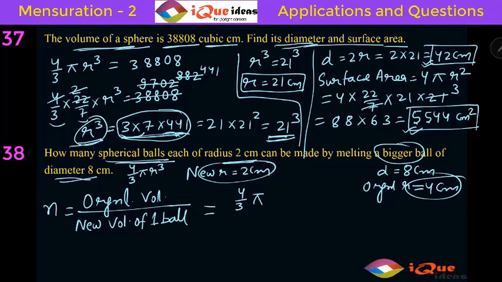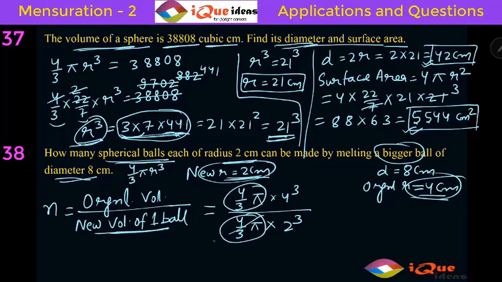Okay. Now original radius is 4. So 4 by 3 pi into 4 cube, divided by the volume of new ball. One new ball will be 4 by 3 pi and the new radius, that is 2 centimeters, so 2 cube. Oh great, so 4 by 3 pi is completely cancelled. Okay. We are left with 4 cube by 2 cube.